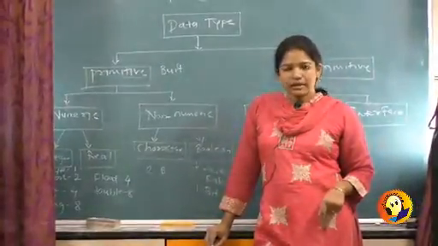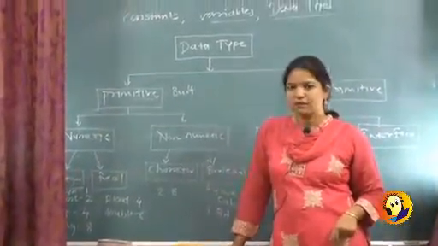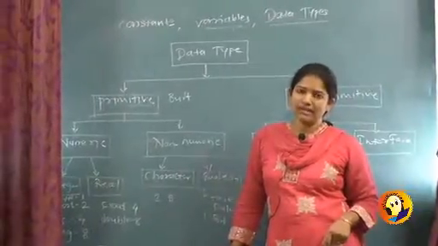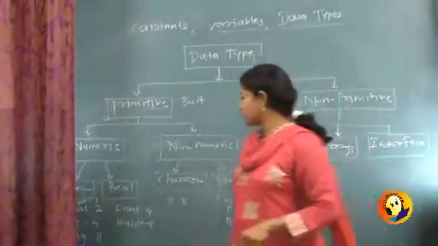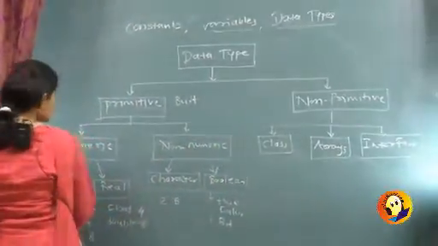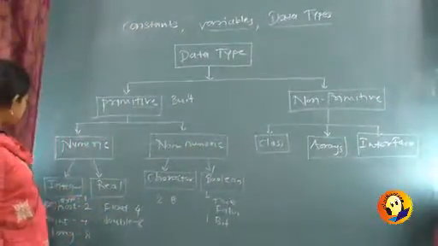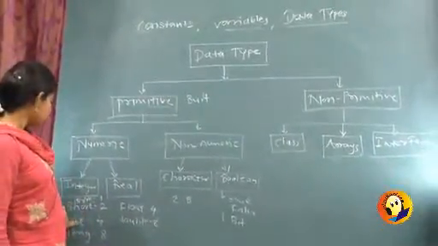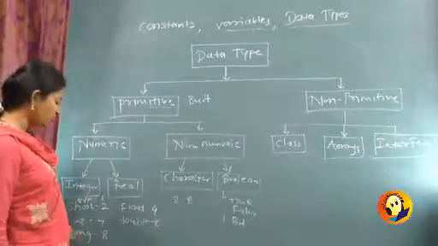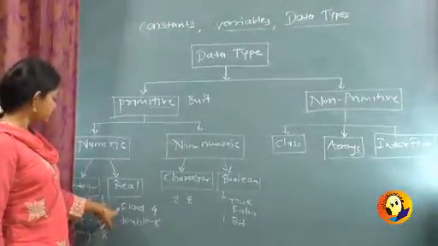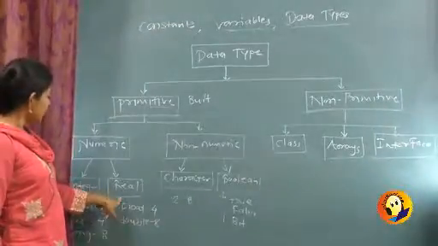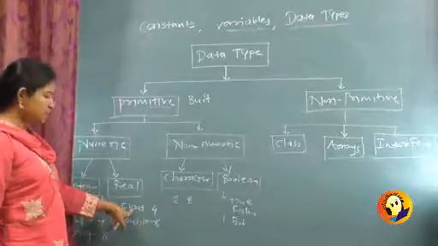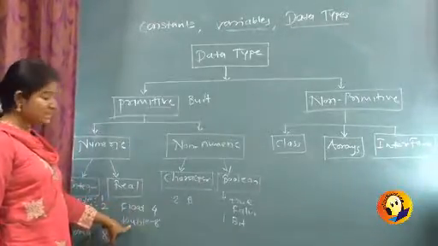Integer data types are again divided into four various types. First one is byte. If we declare any variable of byte type, the size of that type is 1 byte. If we declare any data type as short, the size of that data type is 2 bytes. Same for integer, size is 4 bytes. For long, size is 8 bytes. For real data types, they are again divided into two types: float and double. The size of float data type is 4 bytes. The size of double data type is 8 bytes.